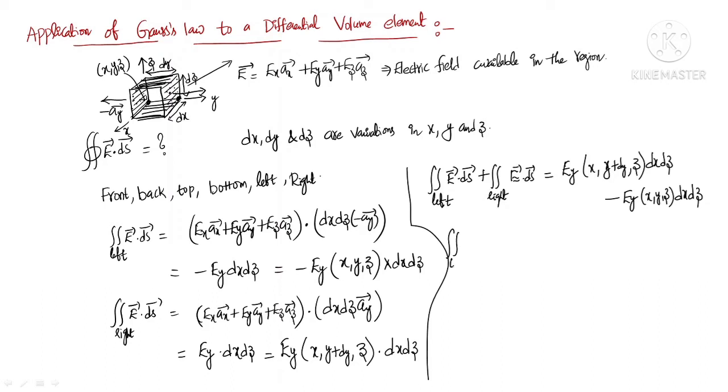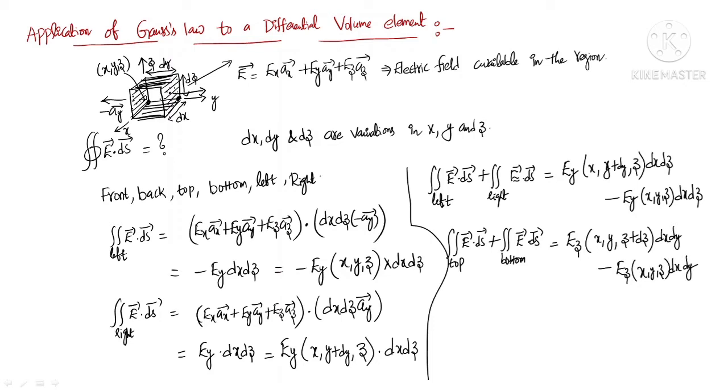Let me write for the top surface E dot dS bar plus for the bottom surface E dot dS bar is equal to, you will have now the z component, Ez, evaluated at x, y, z plus dz multiplied with dx into dy, minus the Ez component evaluated at x, y, z multiplied with dx dy.